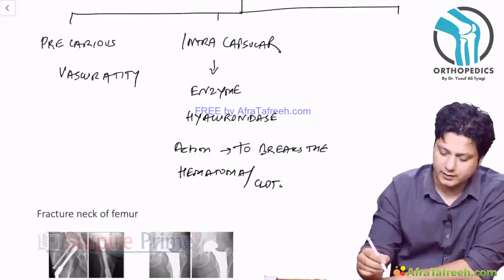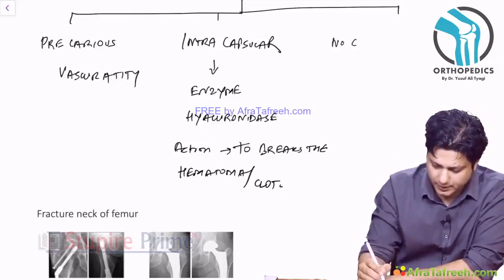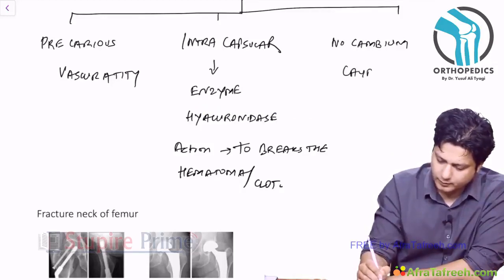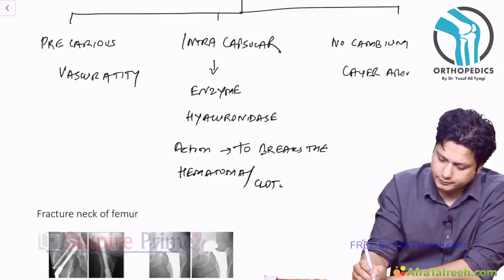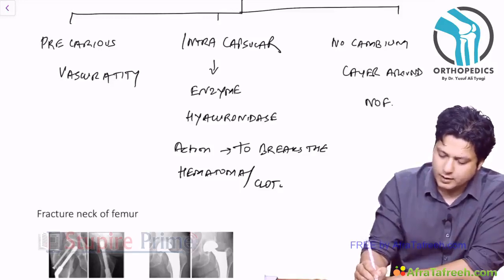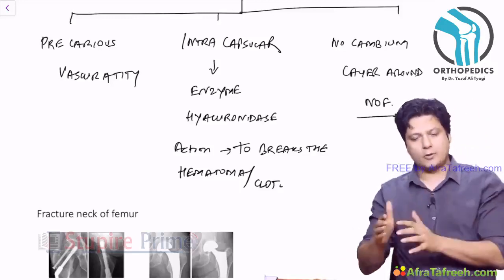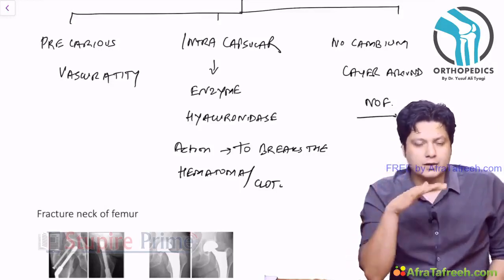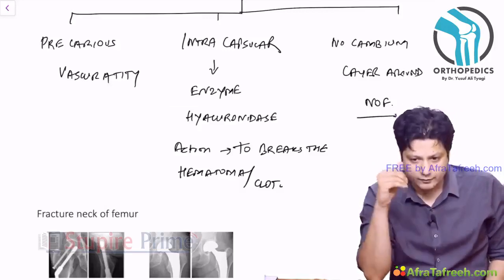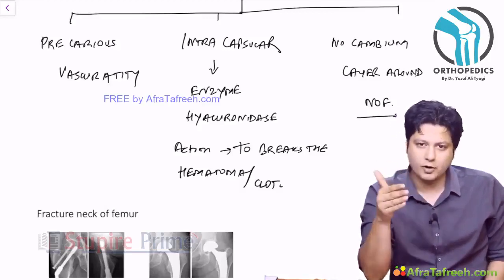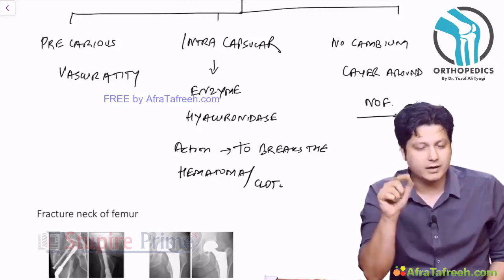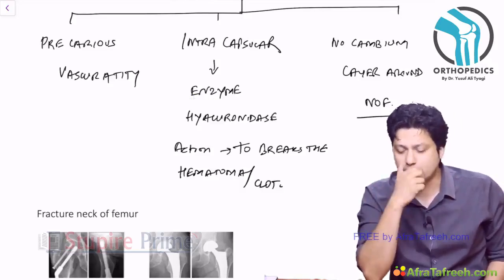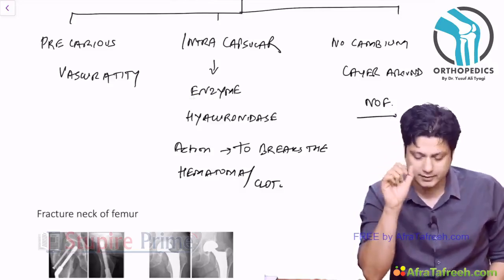And the third reason is that there is no cambium layer around the neck of femur. You know, in the periosteum, the inner is the cambium layer, the outer is the fibrous layer. If there is absence of the cambium layer, and we know that the cambium layer is responsible for the formation of the bone, thereby it is a disadvantage again on the part of the neck of the femur, where there is no cambium layer, thereby increasing the chances of non-union at the site of fracture neck of femur.